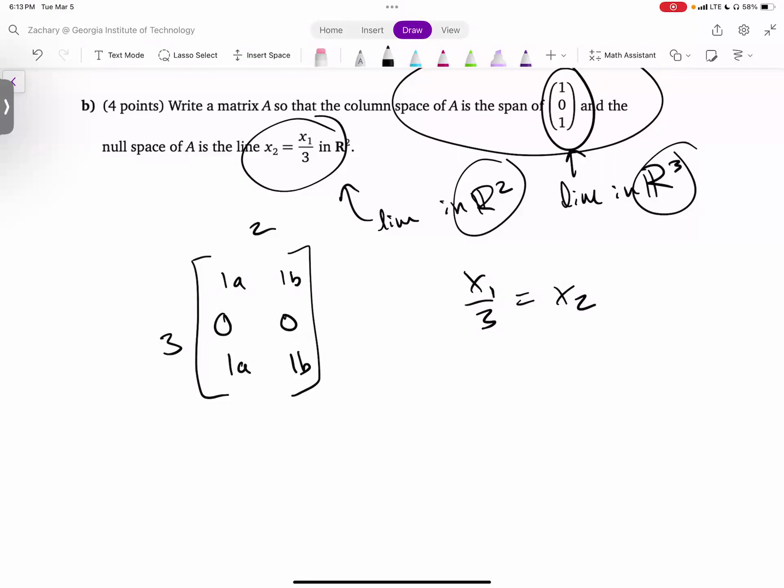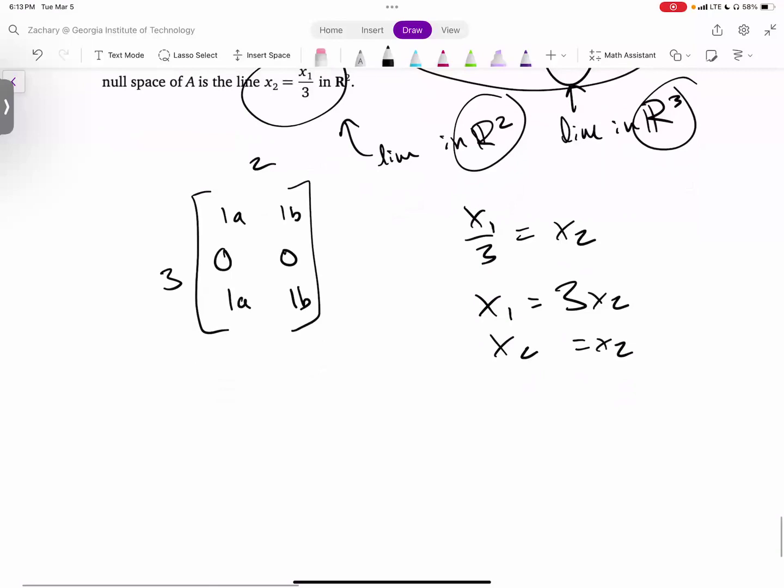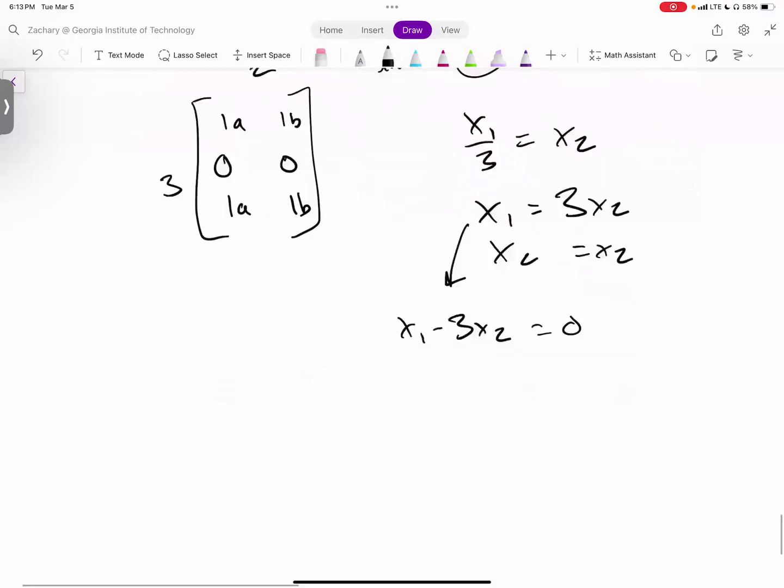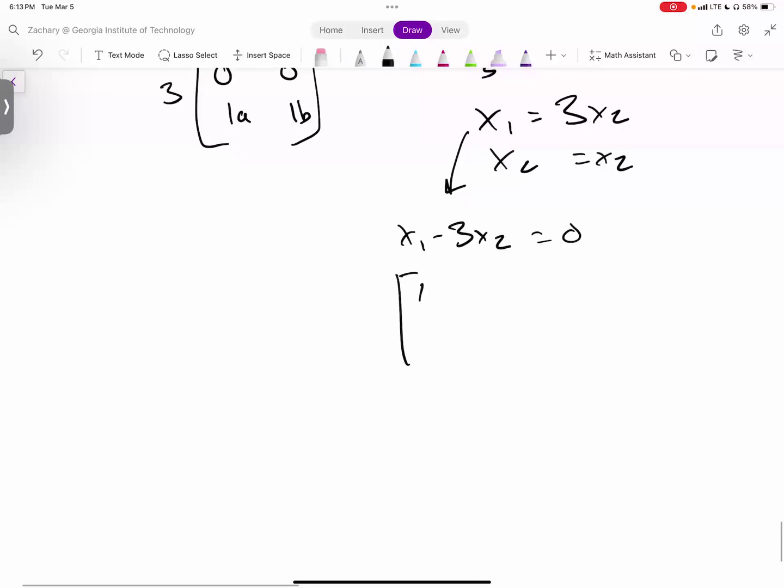No. What do we usually like? Well, we usually like x1 equals 3x2, and x2 equals x2. We can go from here. Okay. So from these equations, we go from x1 minus 3x2 equals 0, which tells me my rows all have the form of 1, -3. Okay.